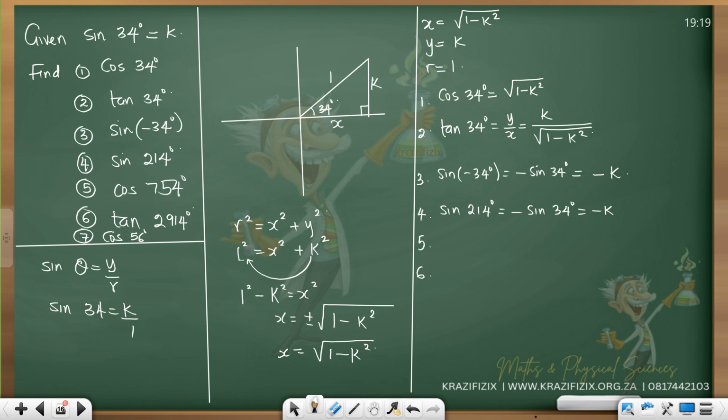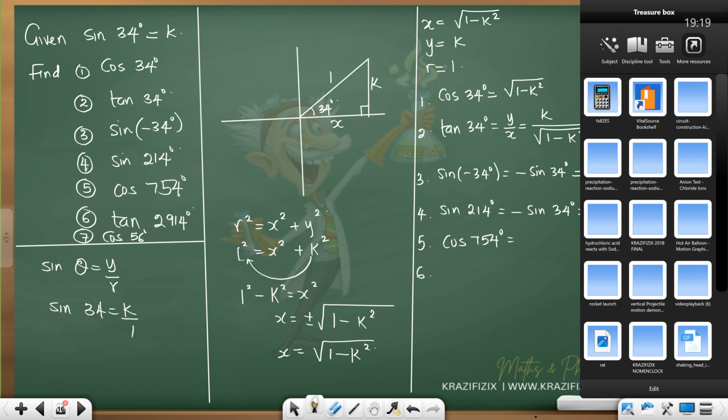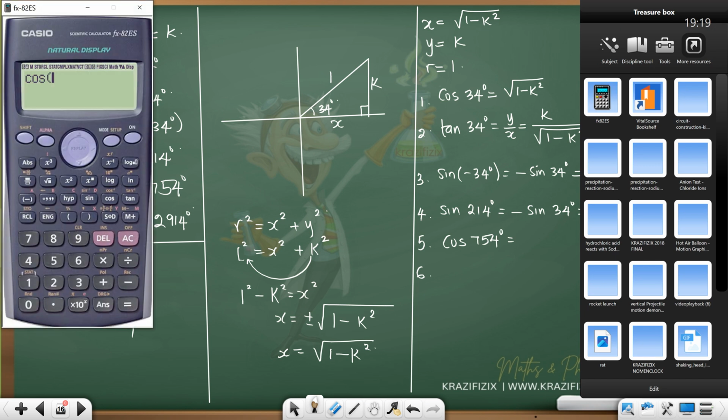What do you think the next one will be? Cos 754. Let's do that together. Don't stress. Use a calculator. I hope I got the value right, but let's see. Cos 754 equals to shift cos answer. Check 34.